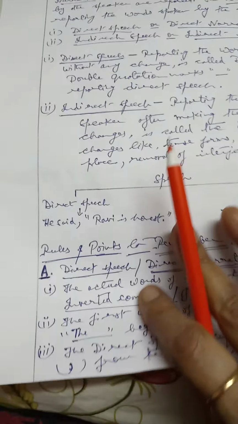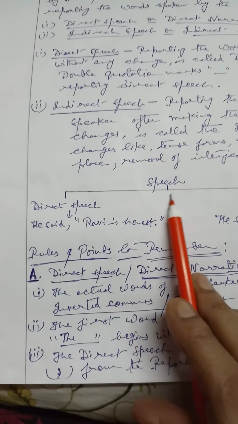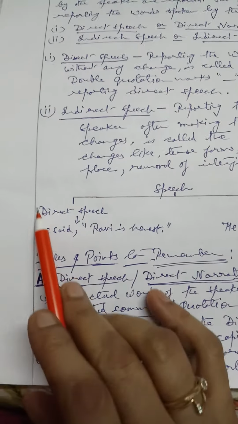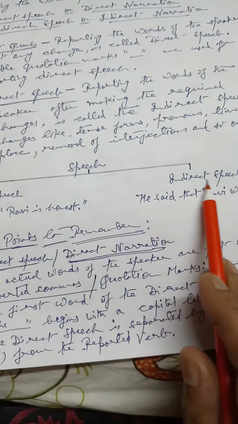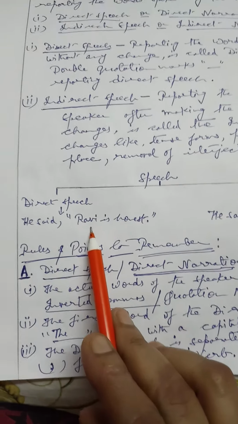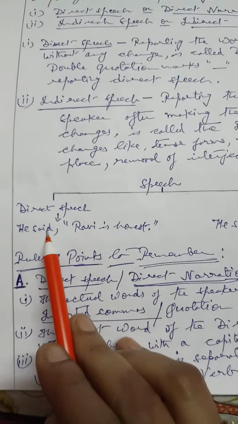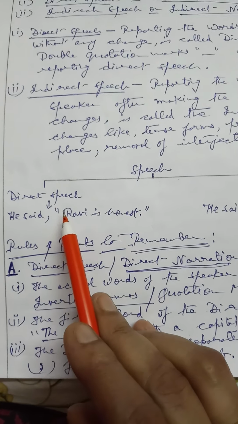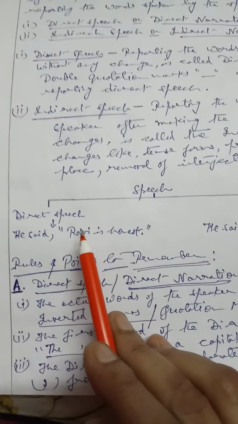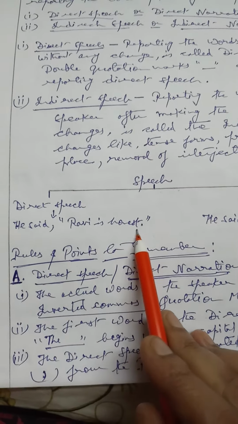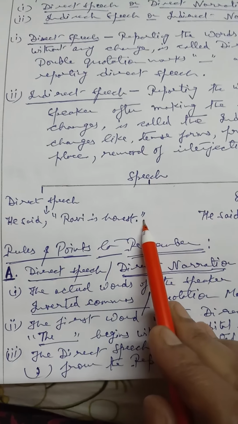Now, what we learnt: speech has two forms. First is direct speech and the second is indirect speech. One example I have put for you. A sentence in direct speech: he said, comma, inverted commas, or the quotation mark starts, Ravi, R is capital here, Ravi is honest, full stop, inverted comma closed.